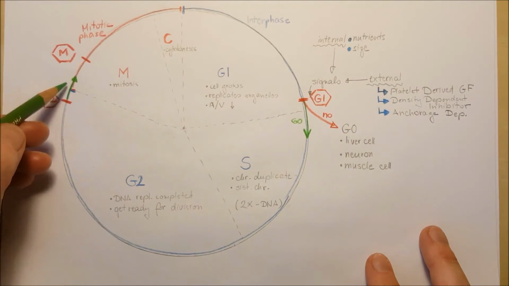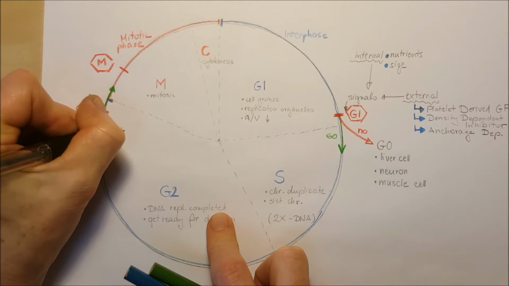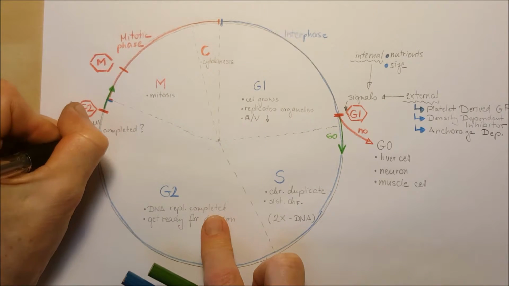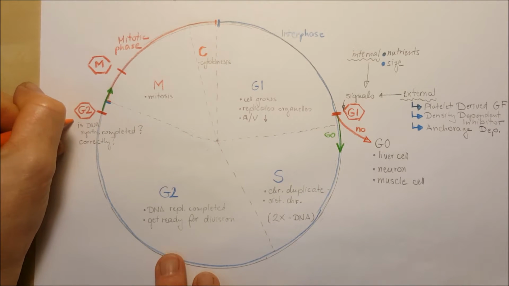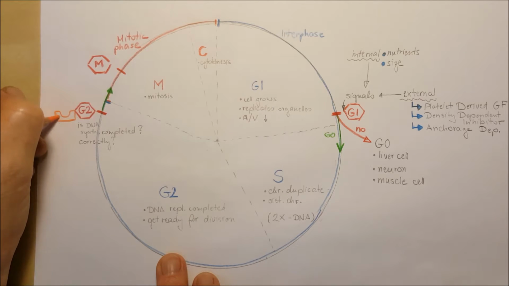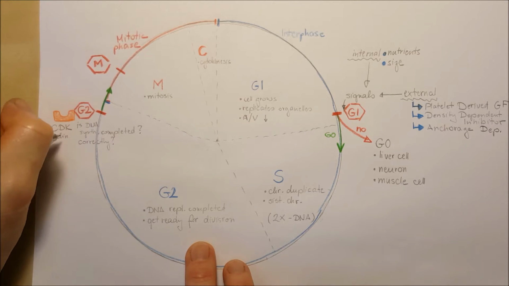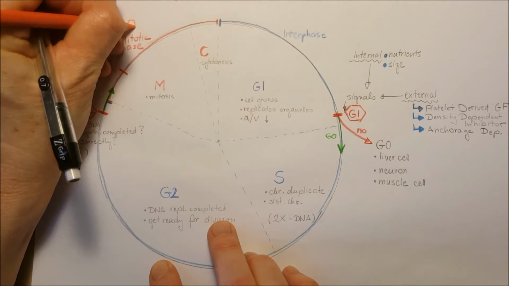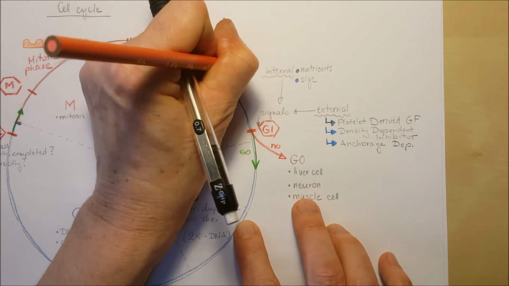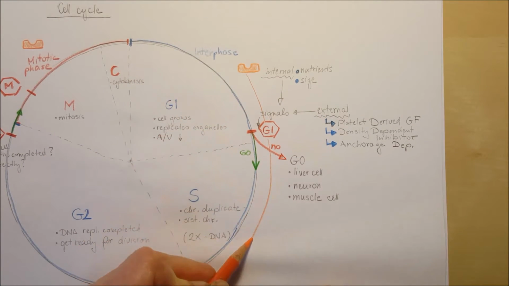If the G1 is passed, it encounters the G2 phase. The G2 phase checks whether the DNA synthesis is completed, and whether it is correct. Now there is a protein, a kinase, so it does phosphorylation, an enzyme, the cyclin-dependent kinase, that is present all around the cell cycle in the same concentration.